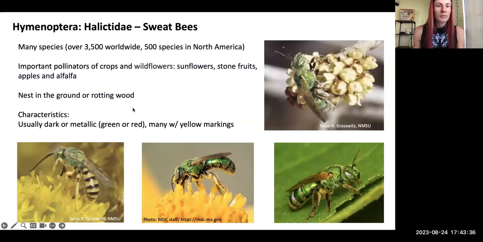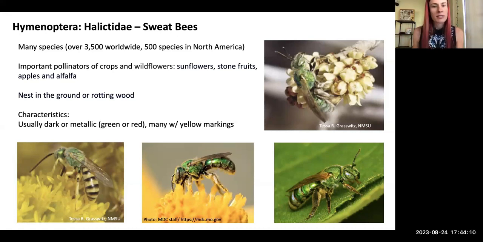So the first group that I'll talk about are halictids, the sweat bees. There are a lot of species of them. In the United States, we have about 500 species. These guys, or gals really, it's the ladies doing most of the work, are important pollinators of crops and wildflowers, things like sunflowers, stone fruits, apples, and alfalfa. And these gals don't have huge colonies like honeybees. They nest in the ground or in rotting wood with tiny little families.